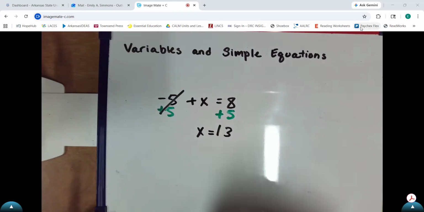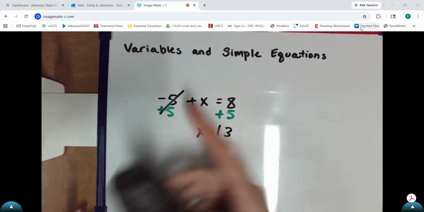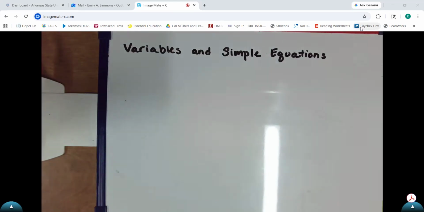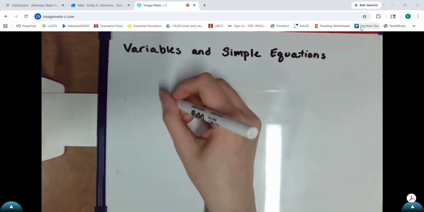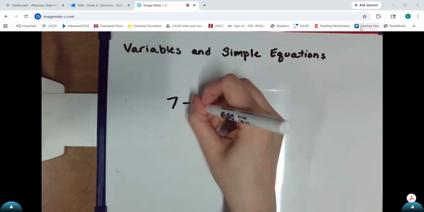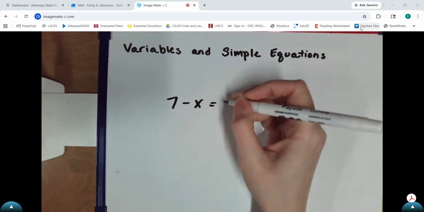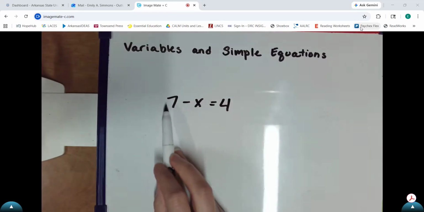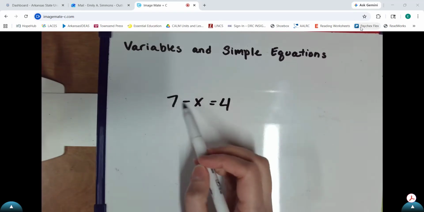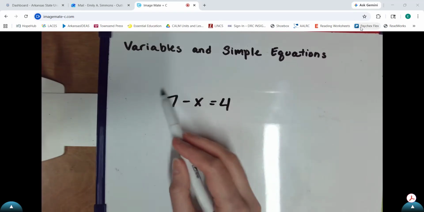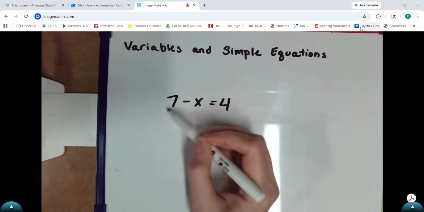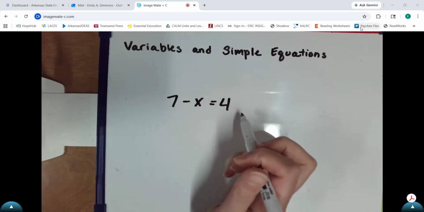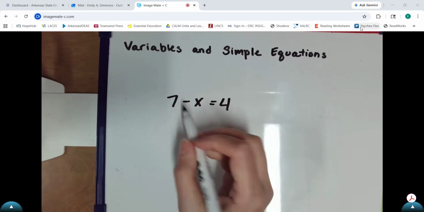So the first two we had a plus sign in between our number and our variable, but what if we had a minus sign? What if I had 7 minus x equals 4? So I'm still going to look at my first number to see what I'm doing. If it's a plus or a minus sign, that means I'm going to either add or subtract my number to get it away from my variable.